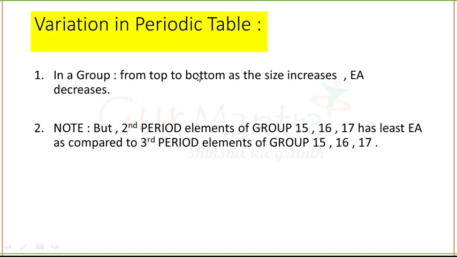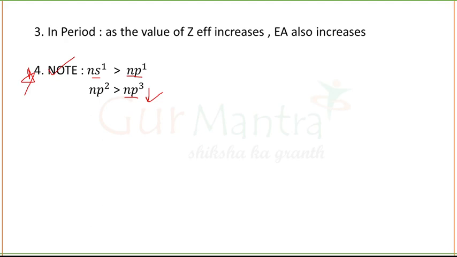Second point is, second period elements of group 15, 16 and 17 have the least electron affinity. For groups 15, 16, 17, the second period elements have the least electron affinity as compared to the third period element of the same group. Next, as you move along the period, from left to right, the value of Z effective increases, electron affinity will also increase, because you know Z effective value is directly proportional to electron affinity.